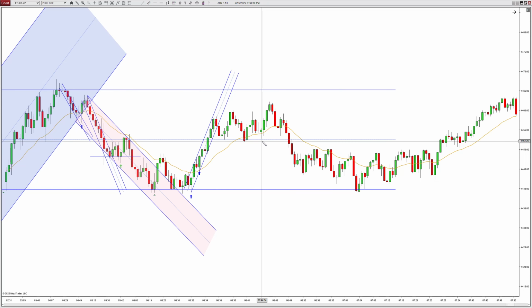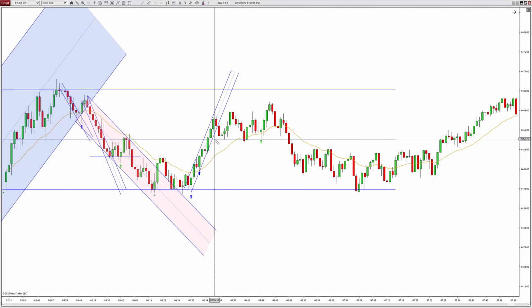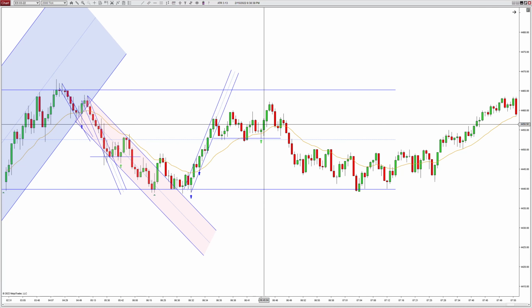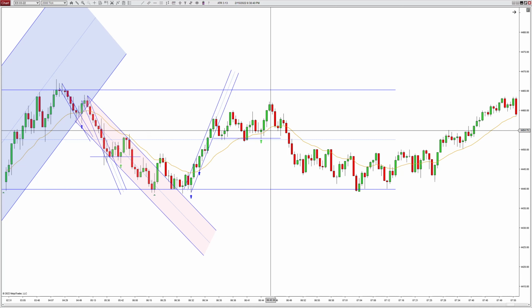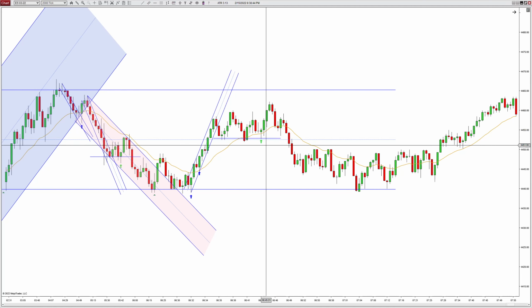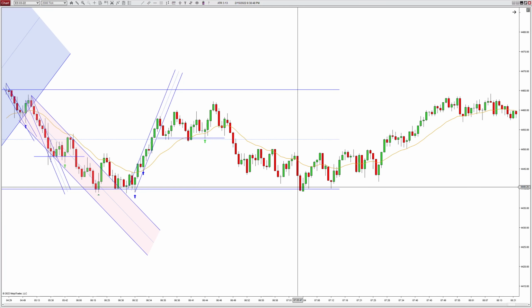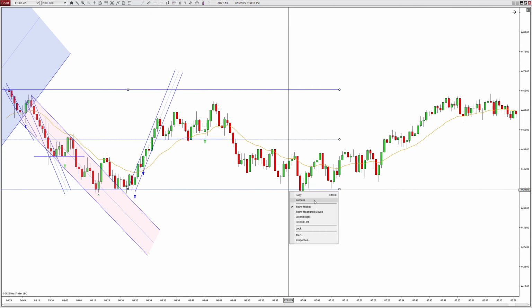Now, this isn't exactly a key entry point. You do have some support there, but it's a second entry long. The bias is up to retest the blue channel. It's a second entry. It's a little congested, so for that reason, I would mark it green. Let's go ahead and extend this right.